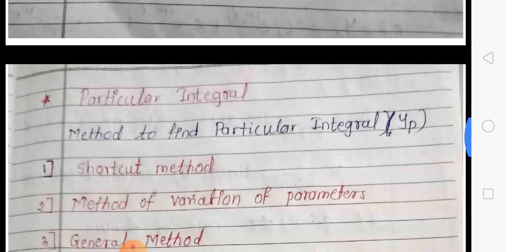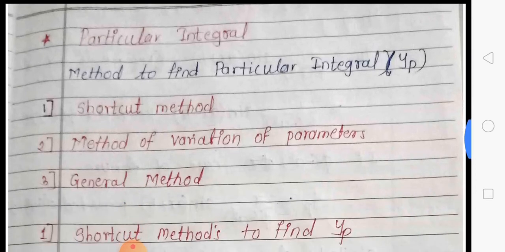In this way, we write the solution. These are the four cases to find the complementary solution. First, the roots are real and distinct; second, roots are real and repeated; third, roots are imaginary and distinct; and fourth, roots are imaginary and repeated. Now we see the next method to find the particular integral.